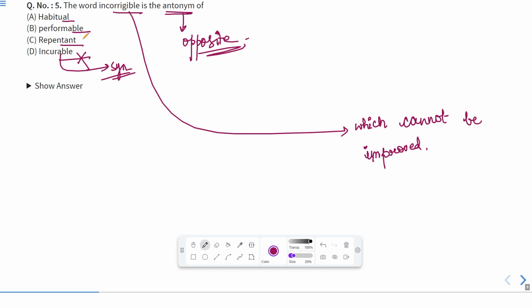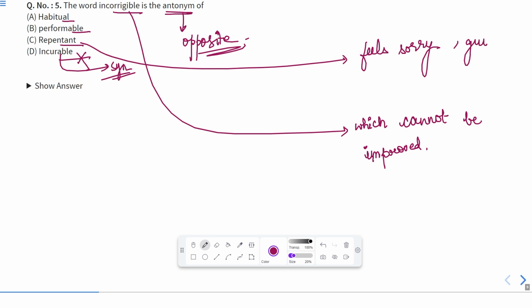Repentant means when someone feels sorry, sorry of something that he has done, or when he feels himself to be guilty. If a person feels himself to be guilty, it means he wants to improve himself. That is why this repentant can be the antonym of this word incorrigible. Therefore, this option C is the correct answer. Because if a person feels sorry, if he feels guilty of himself, he tries to improve himself. That is why repentant is the correct antonym or the opposite of the word incorrigible.